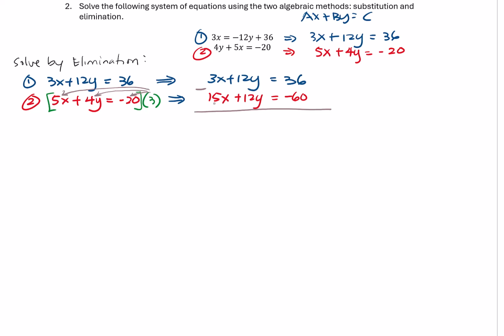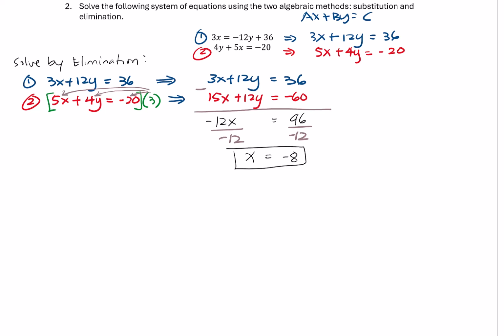So now we have 3x minus 15x is negative 12x. The y terms become 0. And 36 minus negative 60, be careful here because we are subtracting a negative number, which means this will become a plus 60. So 36 plus 60 should be 96. From here, we can divide both sides by negative 12 and you have your x value. 96 divided by negative 12 is negative 8. So that's our x value right there.